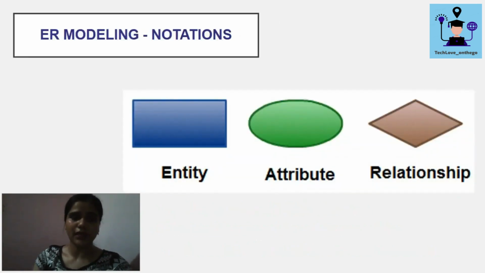So here we can see the representation of these basic objects of ER modeling. Entities can be represented with the help of a rectangle, attributes are represented with the help of an ellipse, and relationships are represented with the help of a diamond shape.